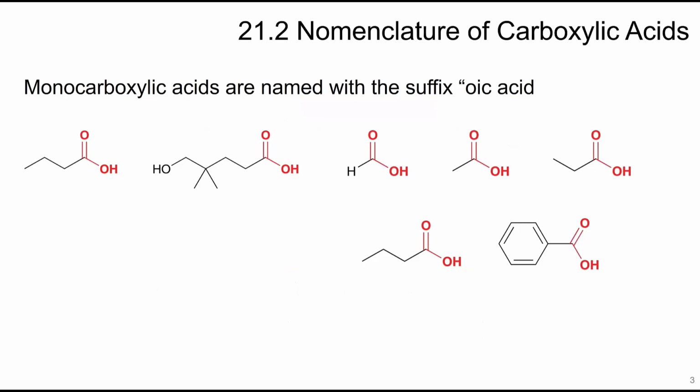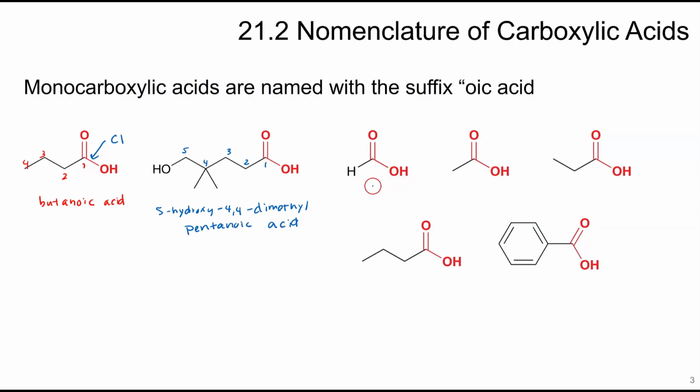When we name a monocarboxylic acid, it's named with the suffix -oic acid. So we use the longest carbon chain as the parent name. This one has 4 carbons. This becomes butane, or butanoic acid. The carboxylic acid will always be carbon 1. If you have other substituents on there, we just name those as substituents. This is 5-hydroxy-4,4-dimethylpentanoic acid.